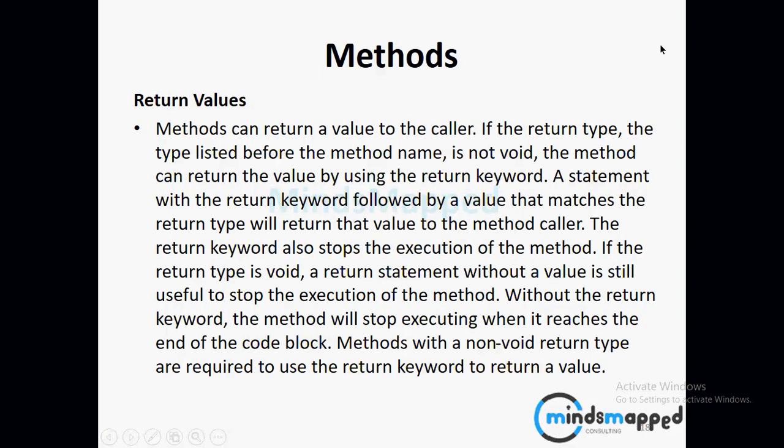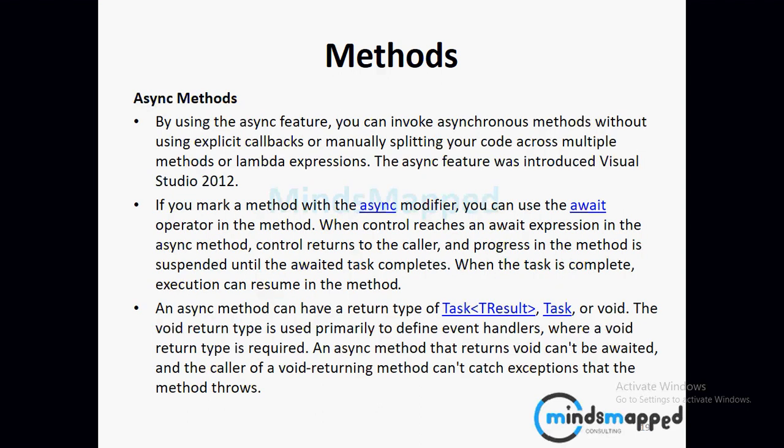The next one is the async method. By using the async features, you can invoke an asynchronous method without explicit callbacks or manually splitting your code across multiple methods or lambda expressions. Async features were introduced in Visual Studio 2012. If you mark a method with the async modifier, you can use the await operator in the method. When control reaches the await expression in the async method, control returns to the caller and progress in the method is suspended until the awaited task completes.